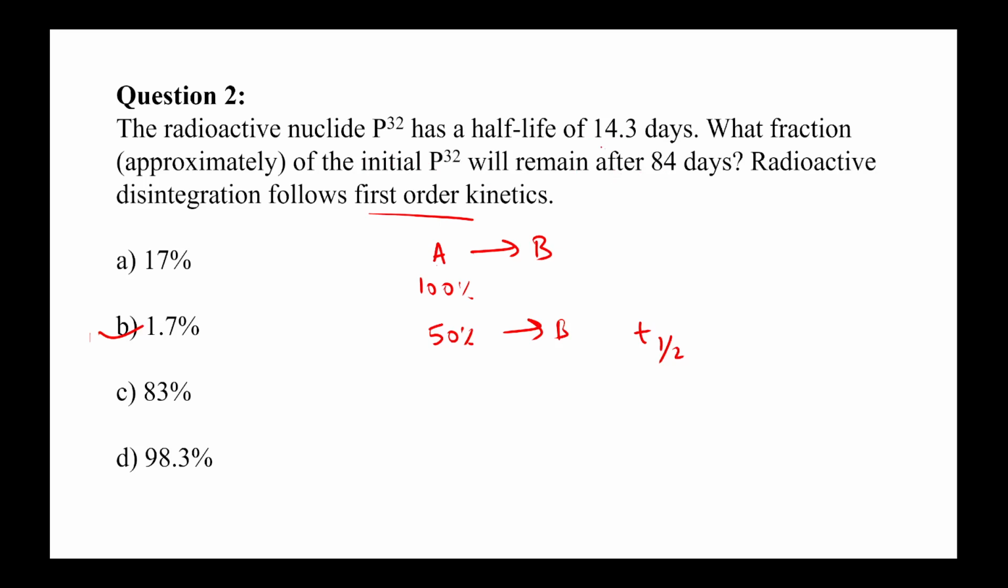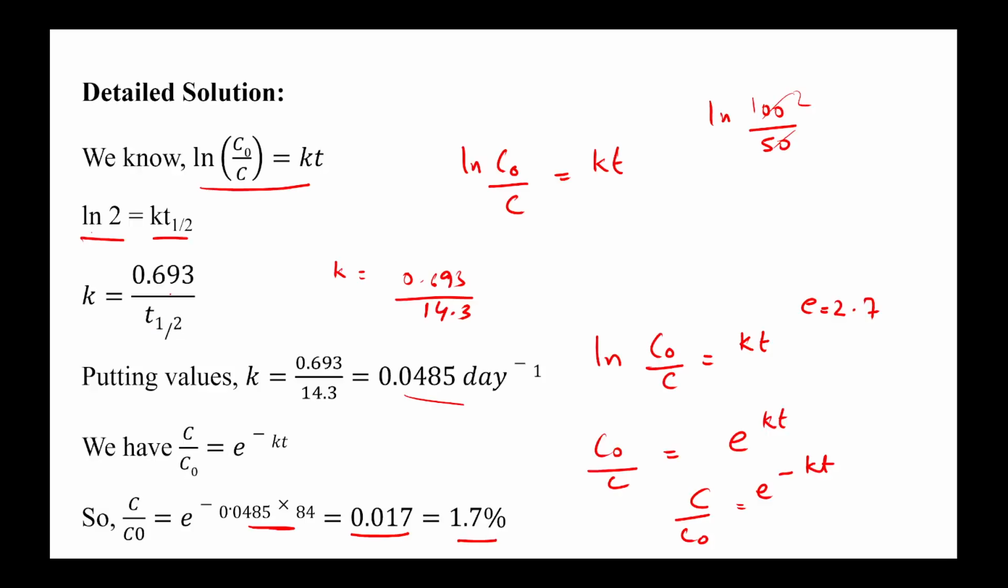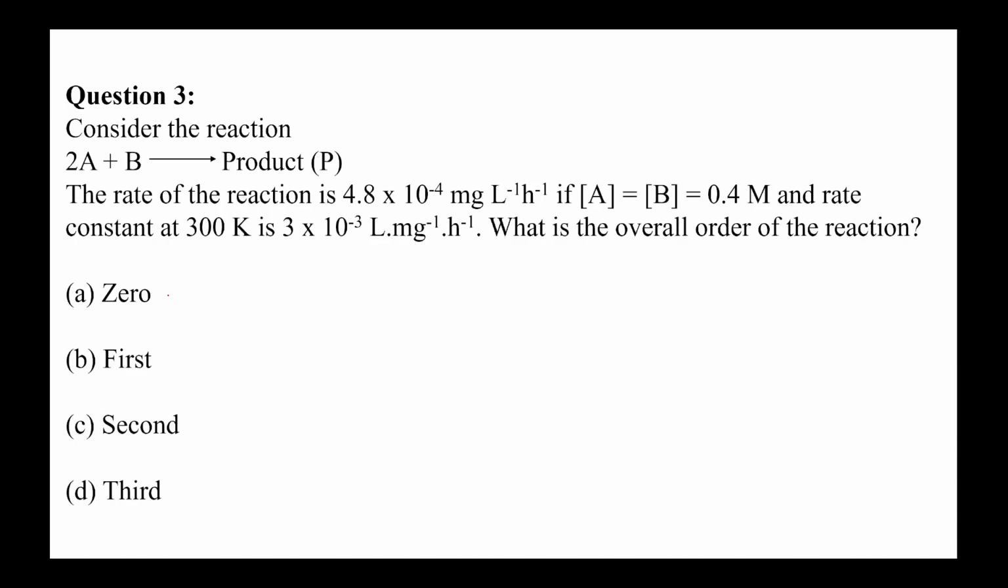Here we had the half-life, so after 14.3 days, 50% was remaining. After 84 days, only 1.7% will remain. So this is how you can calculate for such a question. This is clear to everyone? Moving on to the next question.